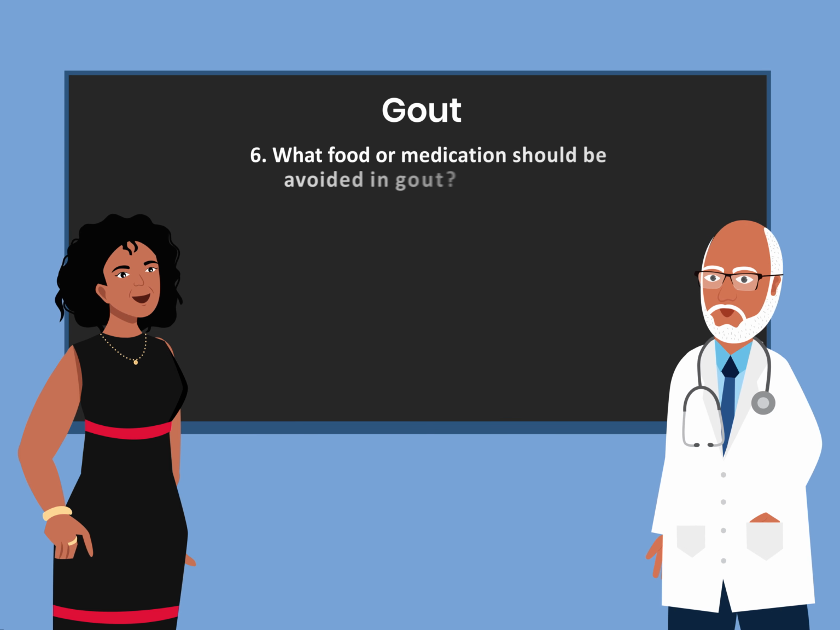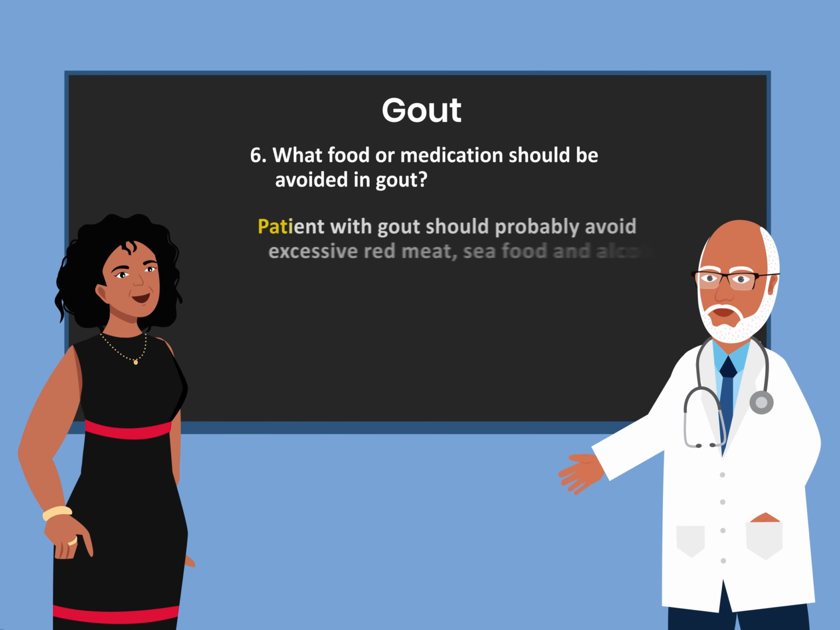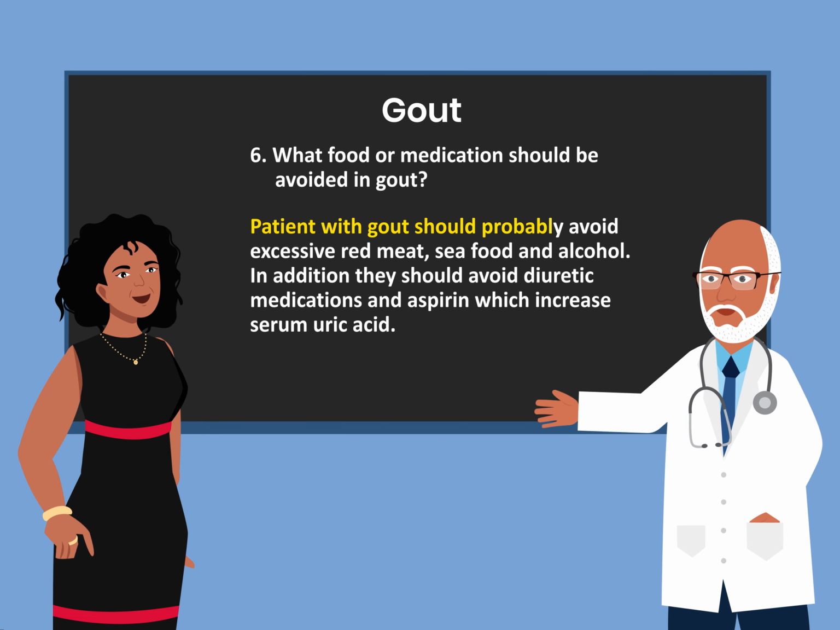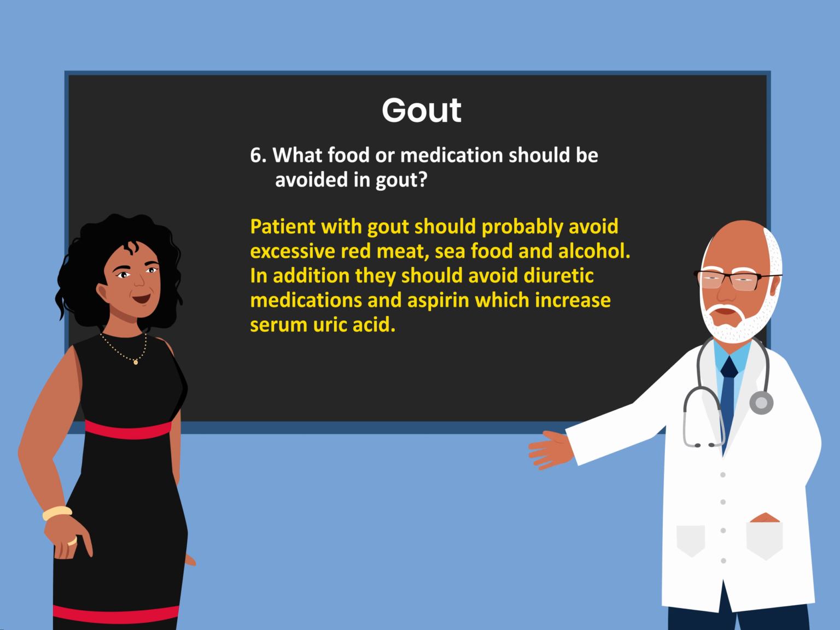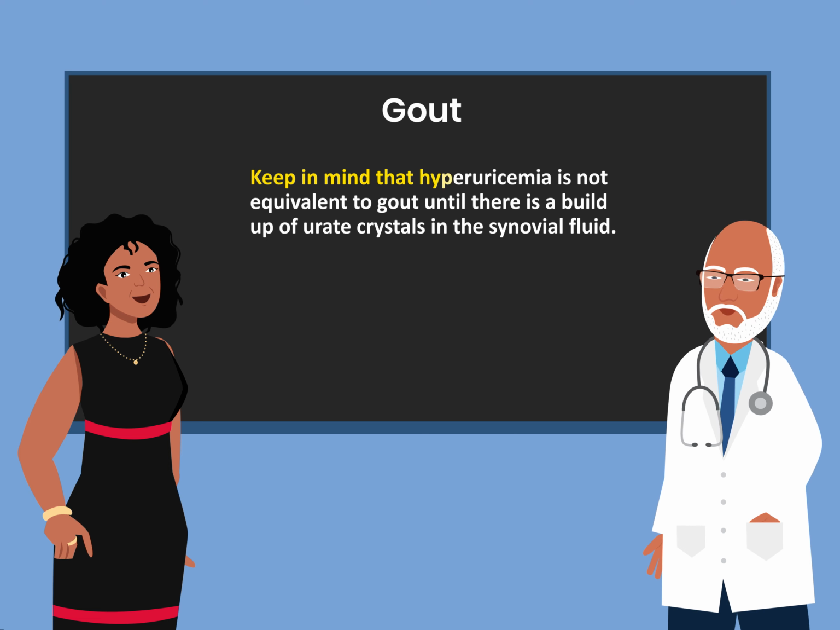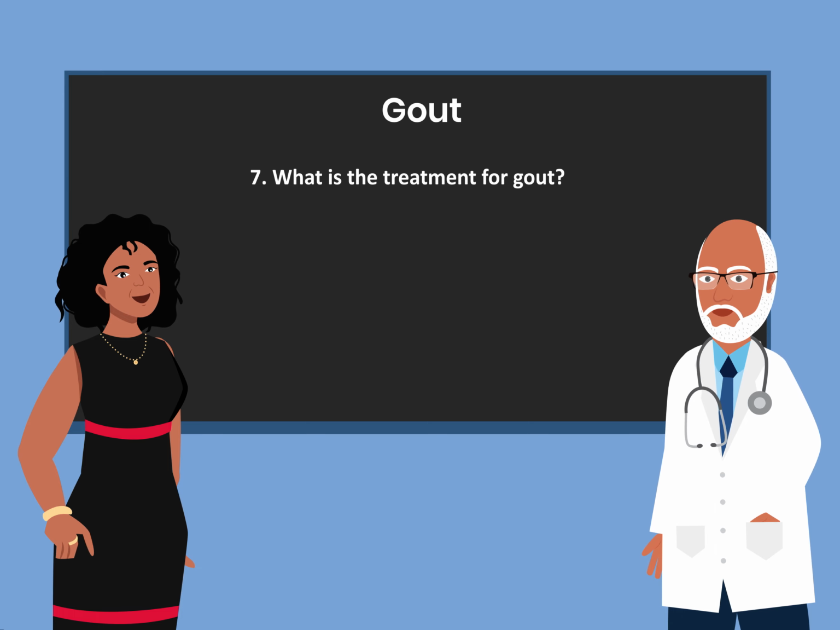What food or medication should be avoided in gout? Patients with gout should probably avoid excessive red meat, seafood, and alcohol. In addition, they should avoid diuretic medications and aspirin, which increase serum uric acid. Keep in mind that hyperuricemia is not equivalent to gout until there is a buildup of urate crystals in the synovial fluid. What is the treatment for gout?